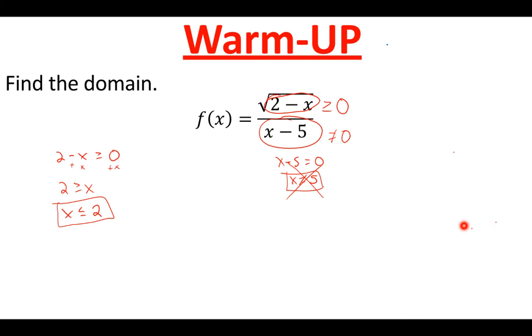So this is the only condition we have to worry about, and we're just going to write that in our interval notation. So less than 2 would be negative infinity up to 2, and we can't include 2 because it has a line under it, so we're going to do a bracket. So that is our domain.